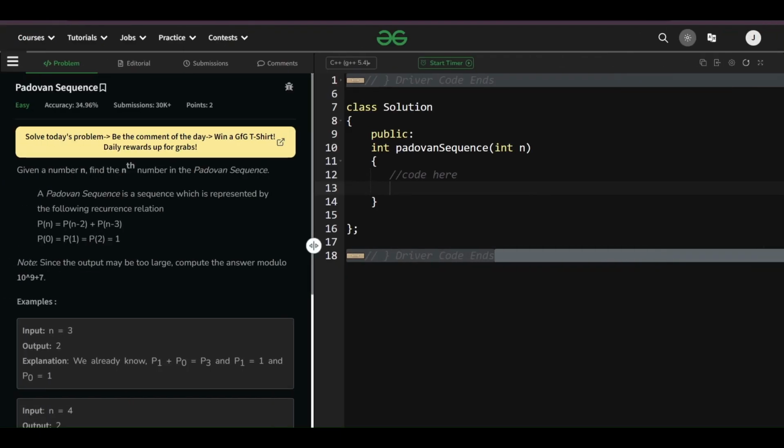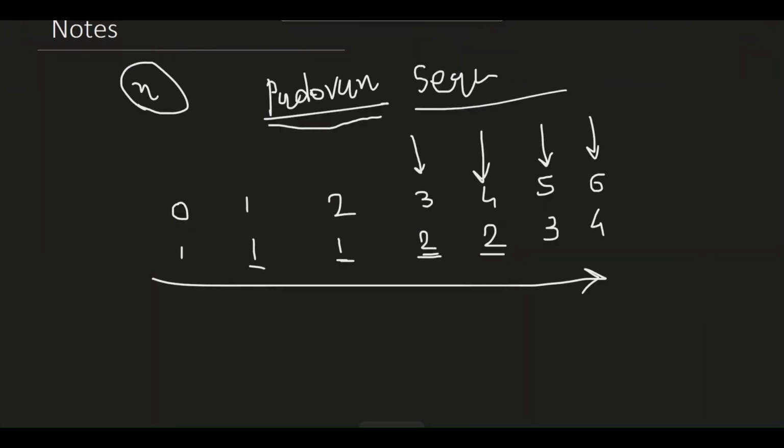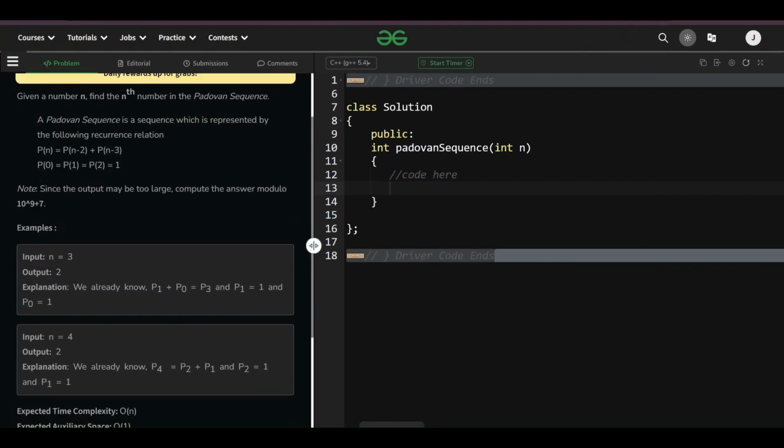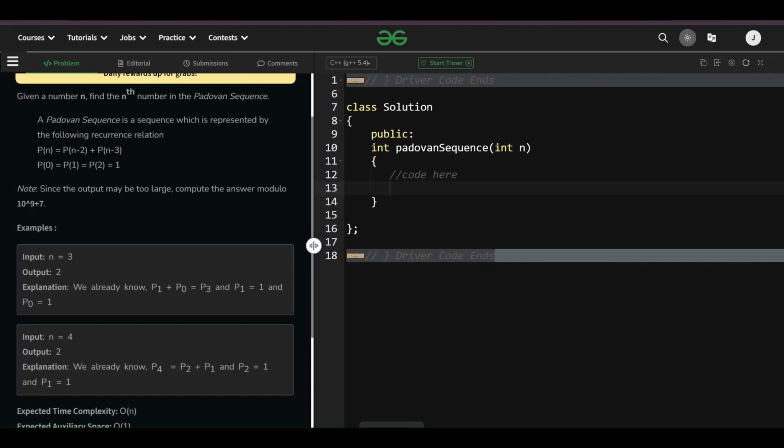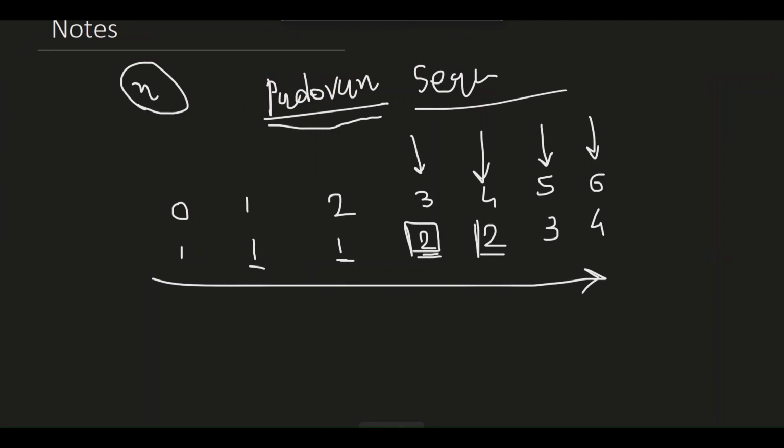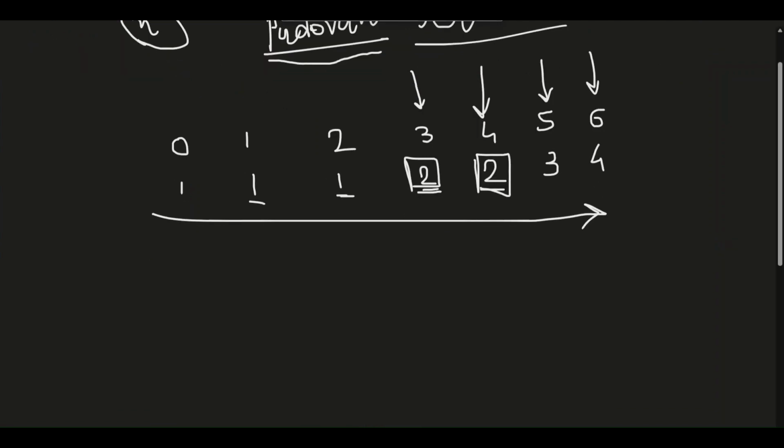Now, since the answer can be very big, we have to take the answer modulo. Let's see: if n is equal to 3, then the answer is equal to 2. If n is equal to 4, then the answer is also 2, as you can see. Then what I will be doing is, you can use recursion. The first way is to use recursion.